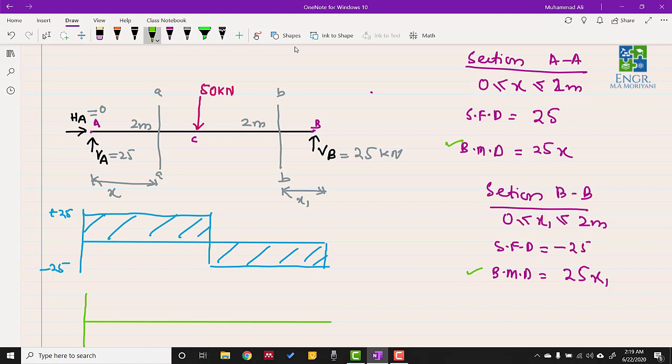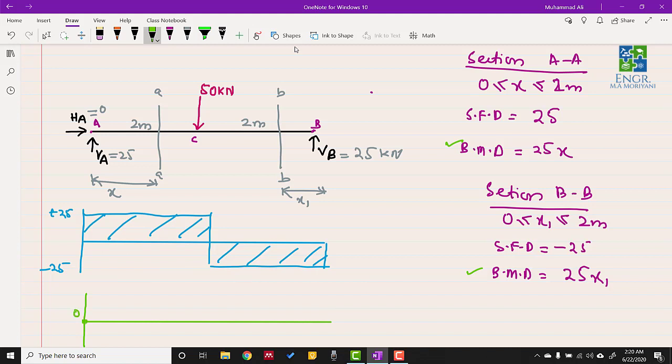Now, if we want to know the value of bending moment at point A, we have to put the value of x equals 0, because this x is the distance of this section from point A. If we substitute x equals 0, this whole equation will be 0. So this is telling us that at point A the bending moment will be equal to 0.